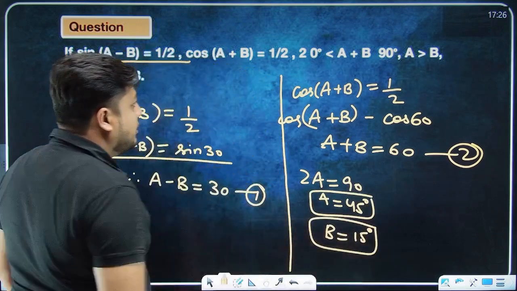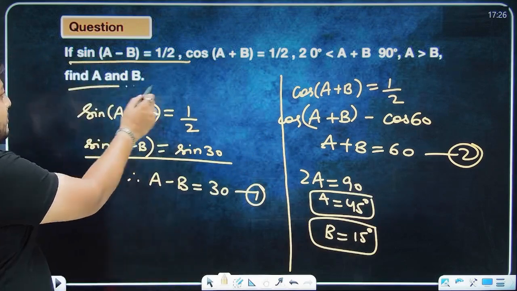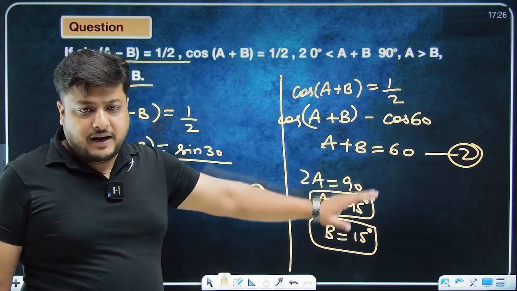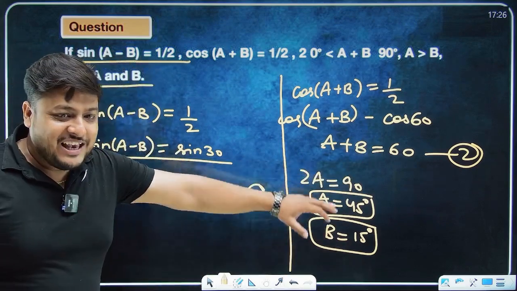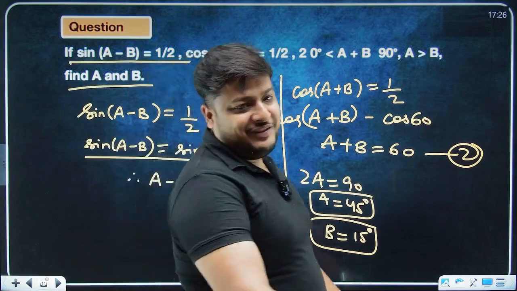So in the question you have to find out the values of A and B only. So these are the respective values of A and B. A is 45 degree and B is 15 degree.